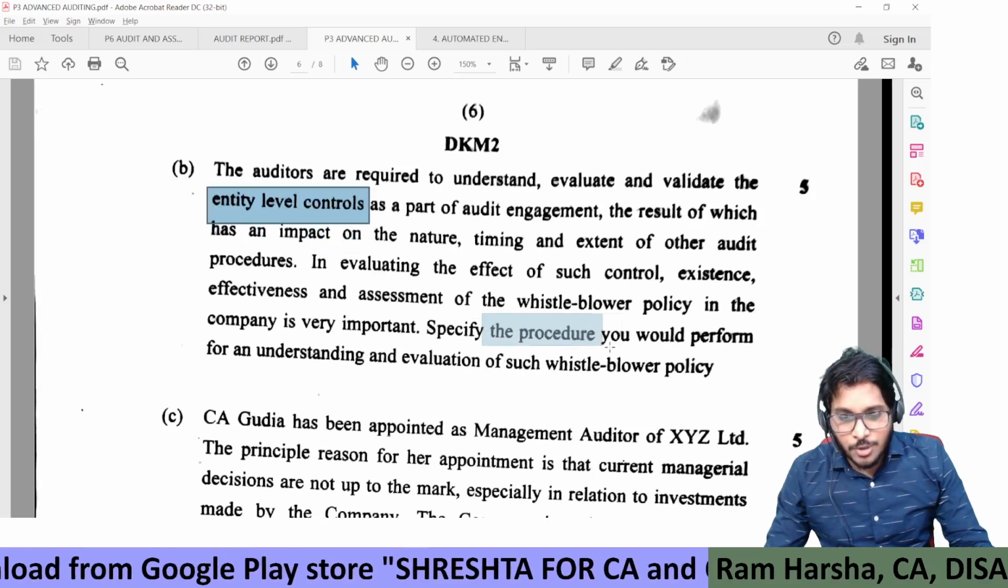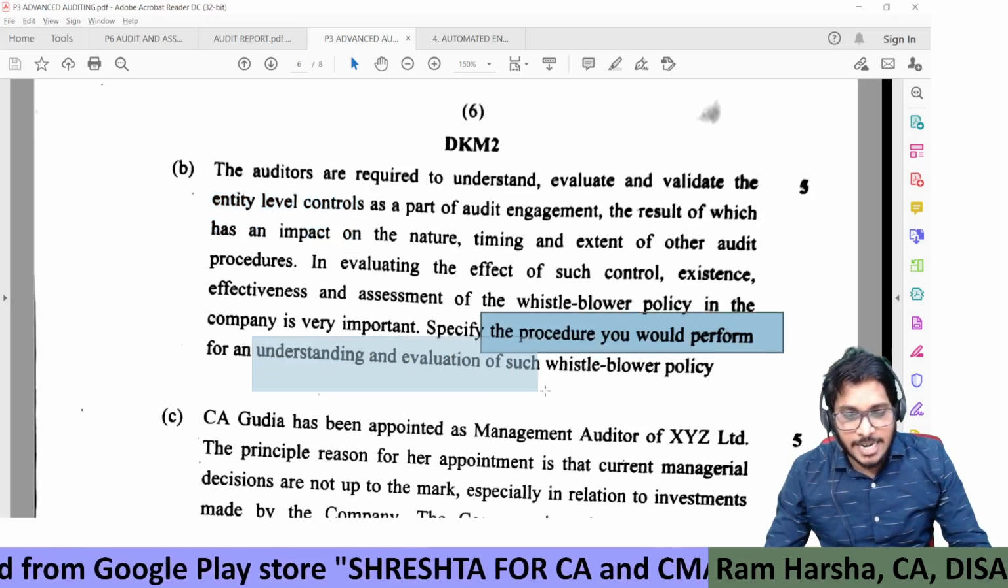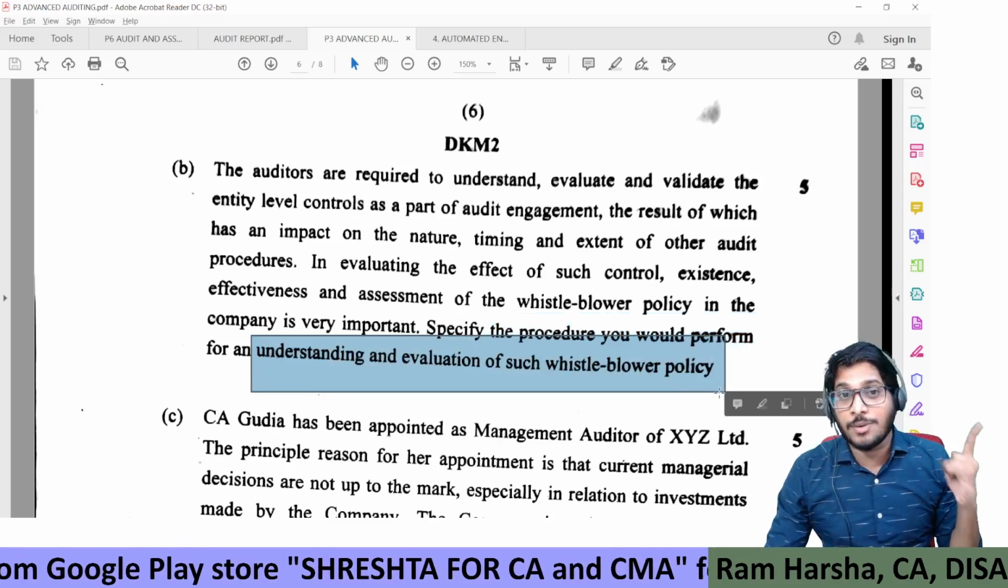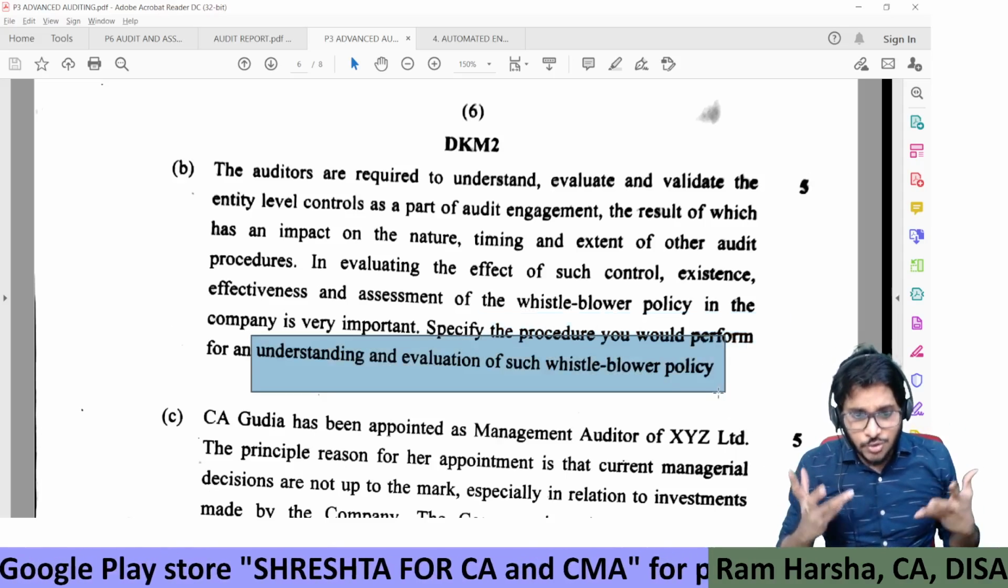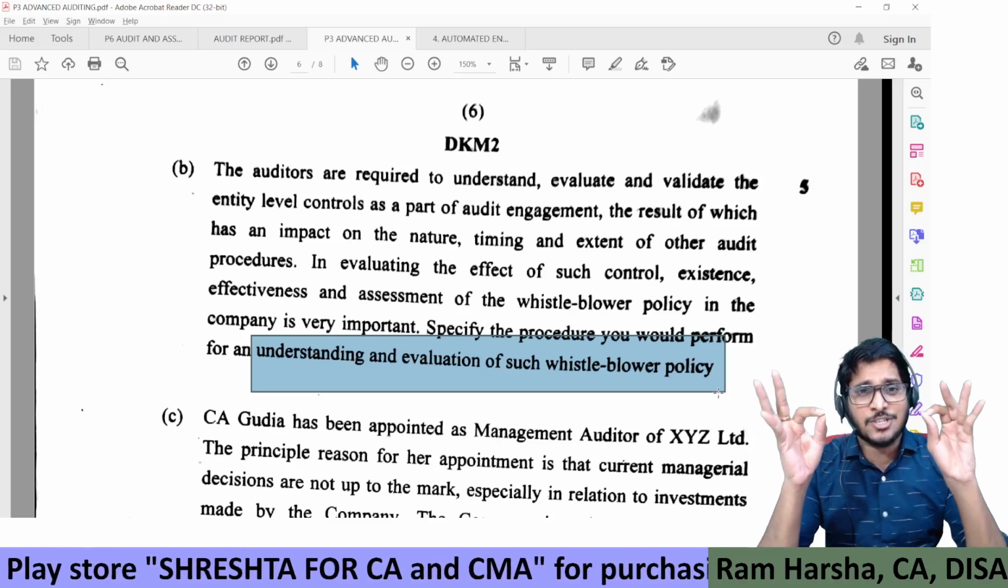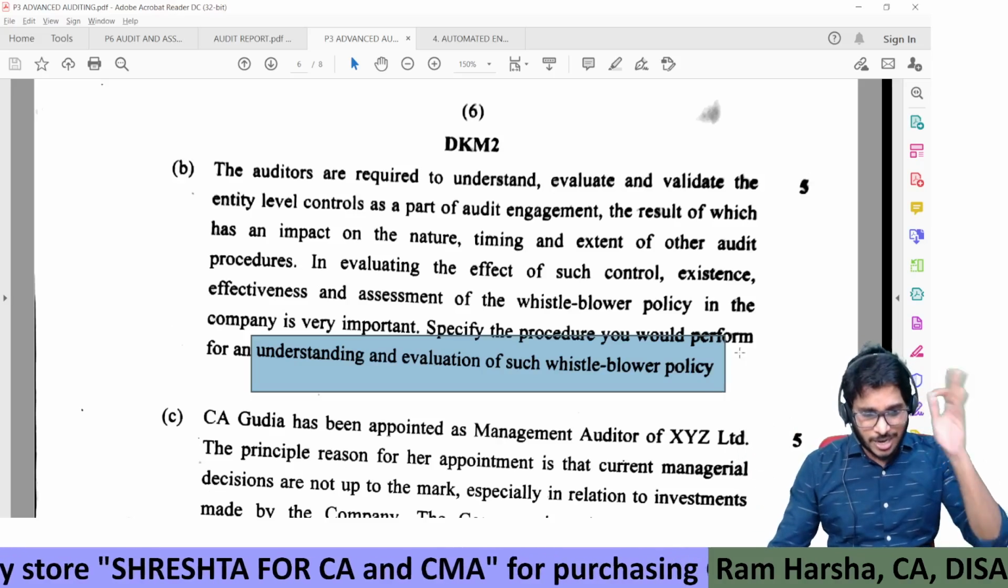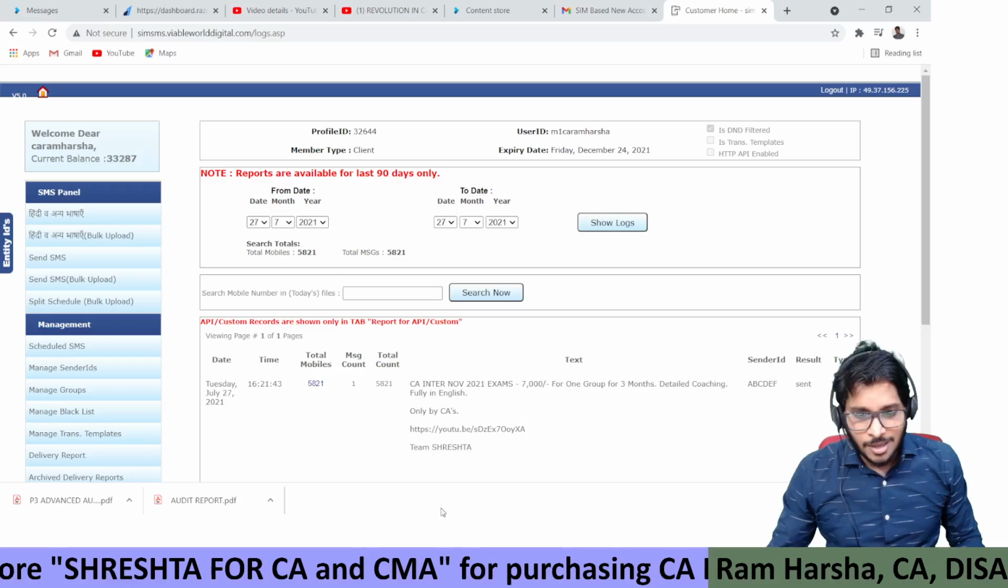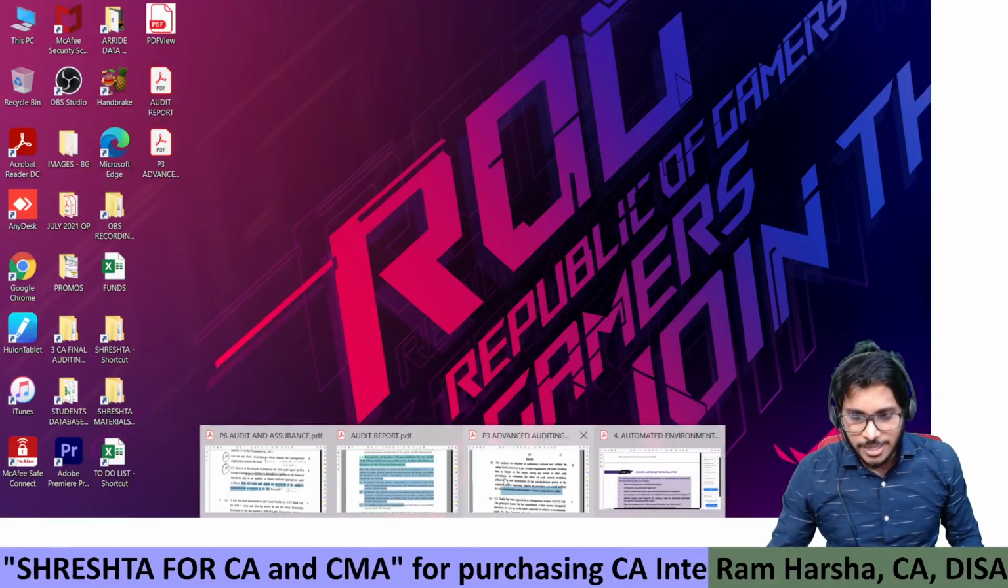What are the procedures you perform for understanding and evaluating the company's whistleblower policy? Many students couldn't crack this question. What points should I check? And this is a straight question.